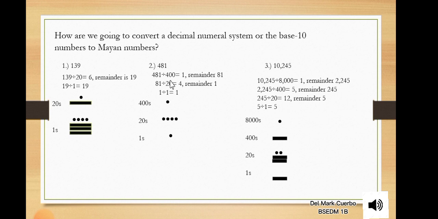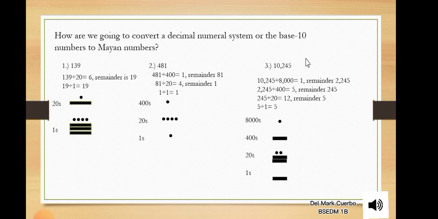So in 20's place, we have 4. So in 20's place, we are going to write 4 dots, which represent 4 units. So in 1's place, we have 1. And again, 1 is represented by 1 dot in Mayan numerals. So in the first place, we have 1 dot in it. So 481 would be like this in Mayan numerals, or Mayan numbers.